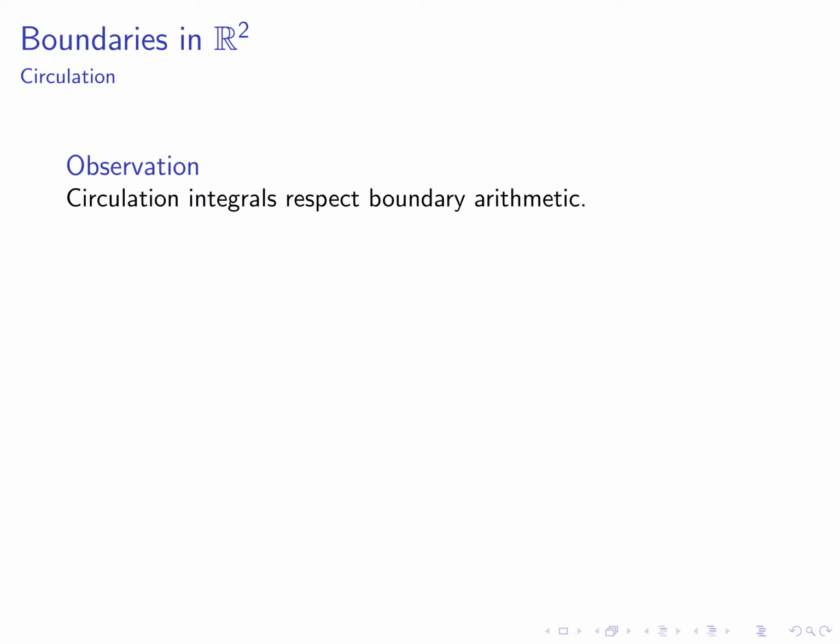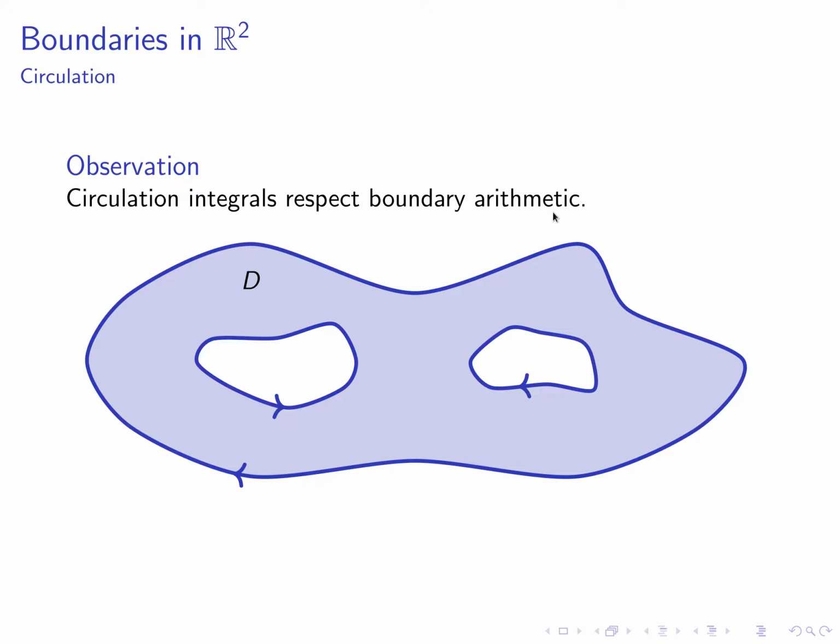And one thing to point out here is that if we assume that our domain has the positive orientation, then the circulation integrals respect boundary arithmetic. So if we go back to our example where our two-dimensional domain had three different boundary curves, so it had its outer boundary curve and its two inner boundary curves, this is exactly the example we saw a few slides ago, where the outer boundary curve C1 and this inner boundary curve C2 actually respected the negative orientation, and then this boundary curve C3 respected the positive orientation.